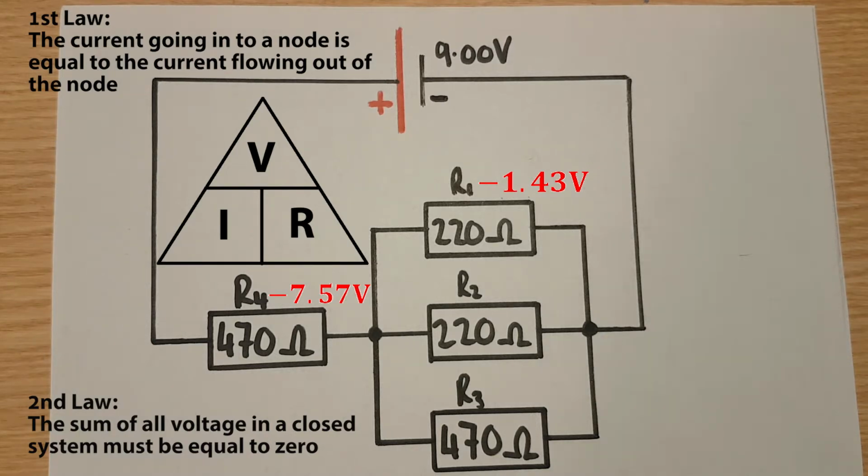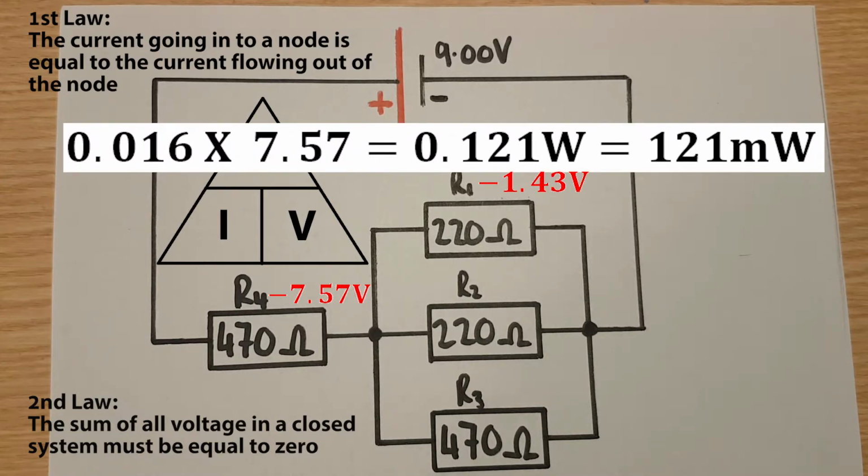Now we can take this one step further and use the power triangle to work out the power dissipated across each component. Power equals current times voltage. And if we go to R4, we have our current, we have our voltage, multiply them together and we get 0.12 watts or 120 milliwatts. That's how much heat will be dissipated across this component.